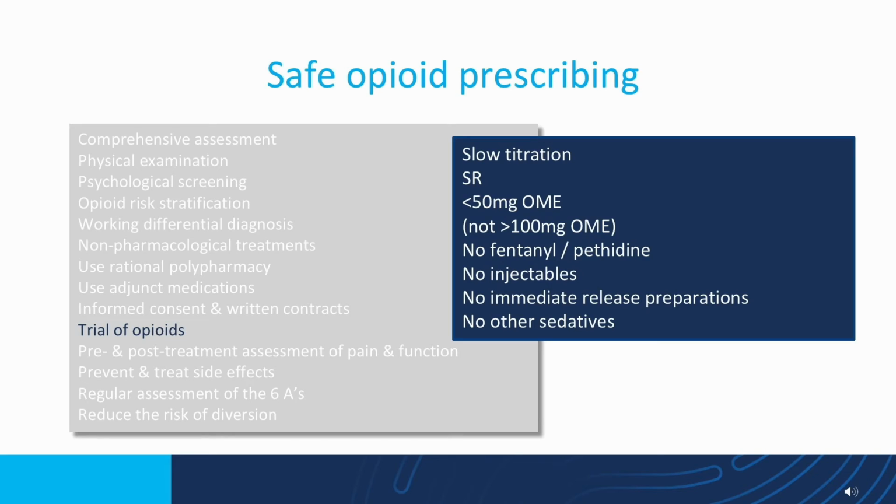We'll come to that. Then you're going to trial your medications, slow titration, slow release. Keep the doses low. You don't need more than 50 milligrams of morphine equivalent per day, certainly not more than 100 milligrams of morphine per day. I would challenge you not to use fentanyl. Certainly pethidine shouldn't be part of that algorithm. No injectables, no immediate release preparations, no other sedatives. Keep it simple, keep it clean, keep it slow release. Keep the dose low, reassess.